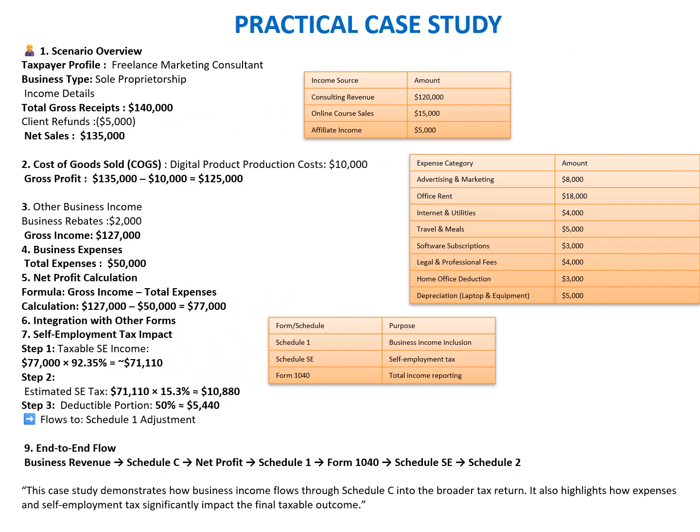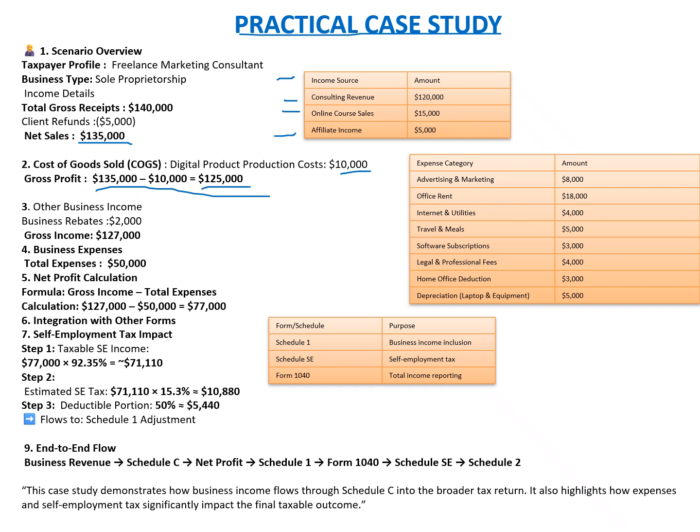Okay, so we'll have a quick look at a practical case study for this entire scenario. We have a freelance marketing consultant, a sole proprietorship, with the income details as follows: consulting income, online course income, and affiliate income. The total comes to 1,40,000. Assume that there is a client refund of 5,000, then we have net sales of 1,35,000. Assuming the cost of production is 10,000, the total cost of goods sold is 10,000, and the gross profit is 1,25,000.